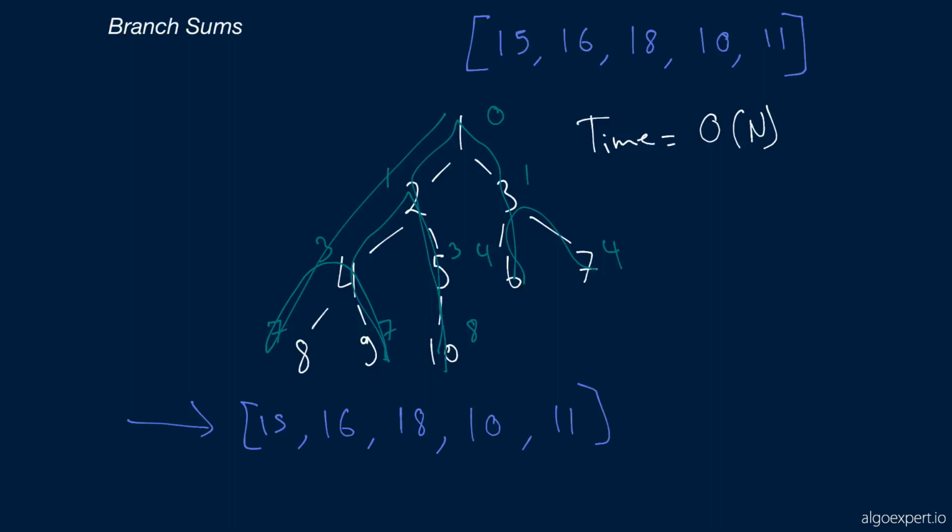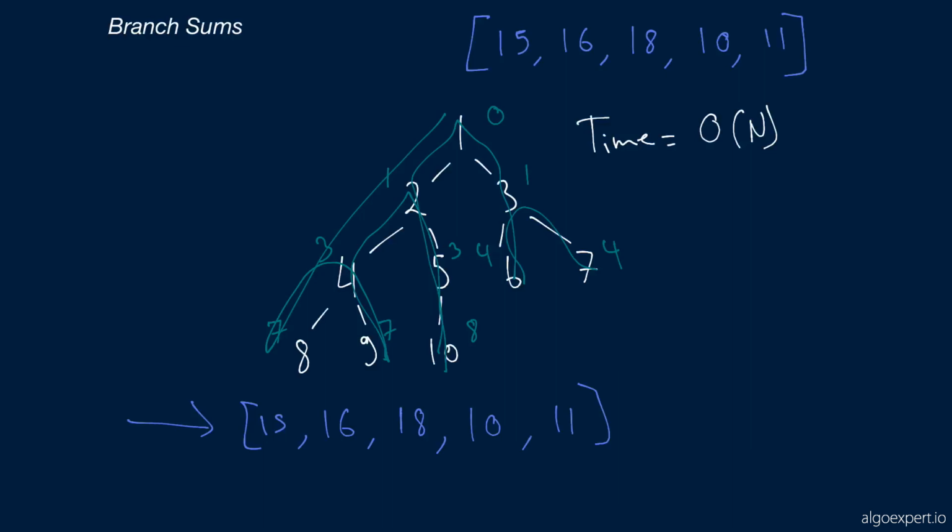At every single node, all that we're doing are constant time operations. We're adding the value at that node to the running sum. We're maybe checking if the left node exists or if the right node exists at that node. But overall, we're just doing constant time operations n times at each node, right?